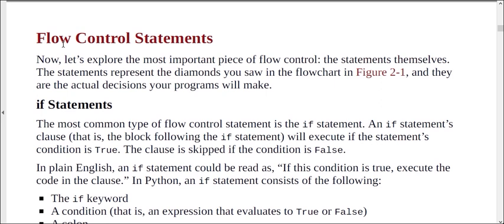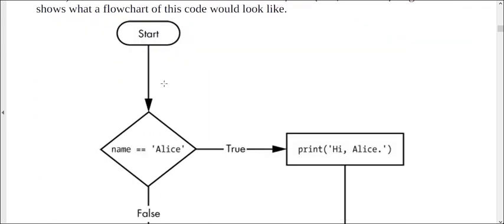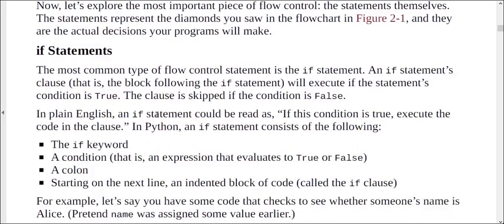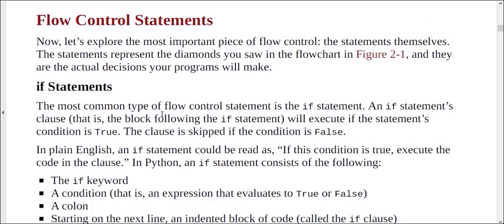The next topic is flow control statements. Now let us move into the most important piece of flow control, that is the statements themselves. The statements actually represent the diamonds you saw in the flowchart which I showed you in the earlier examples. For example, I can show you this. These are the statements which, when executed, if true, print some statements, and if false, print some other statements. Now let me tell you in brief about the statements.